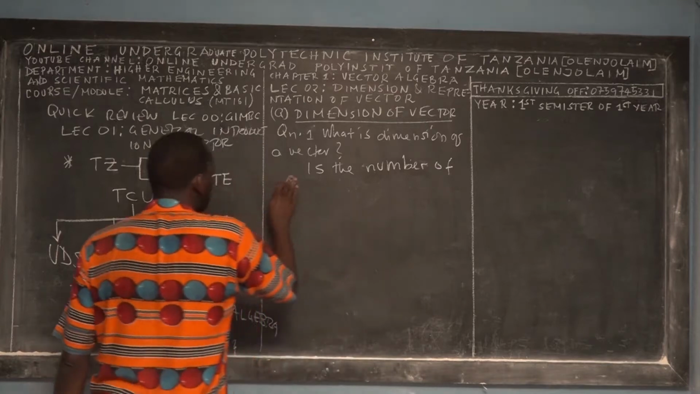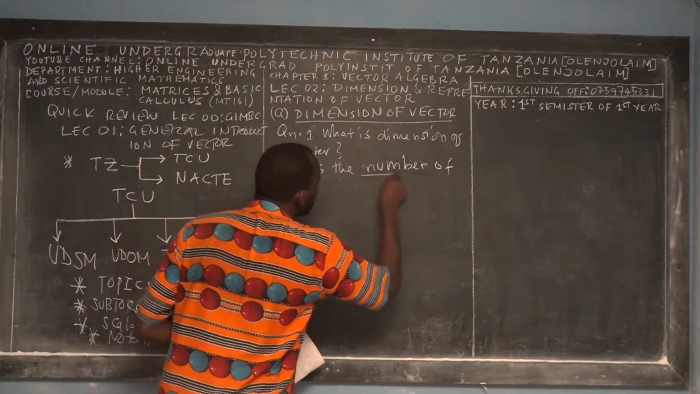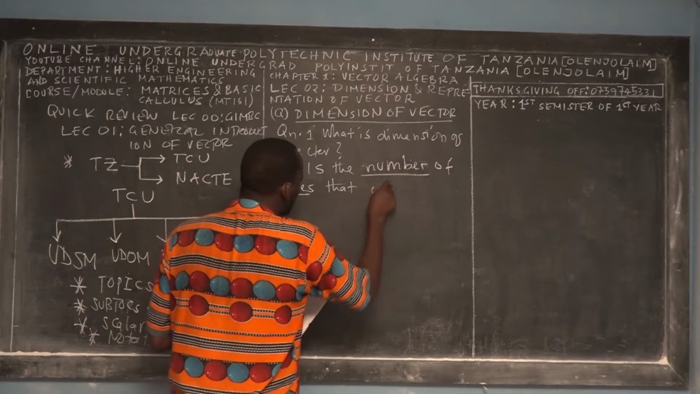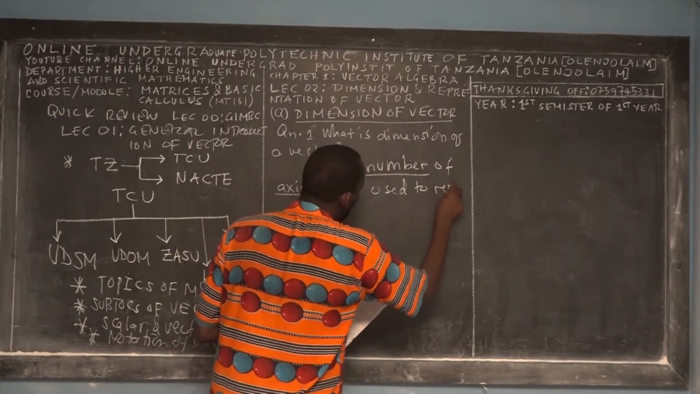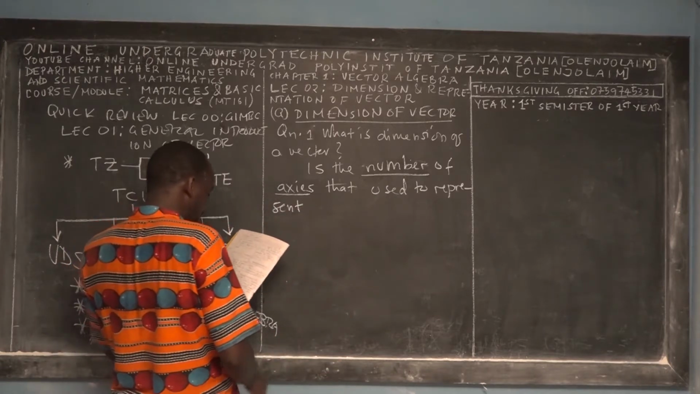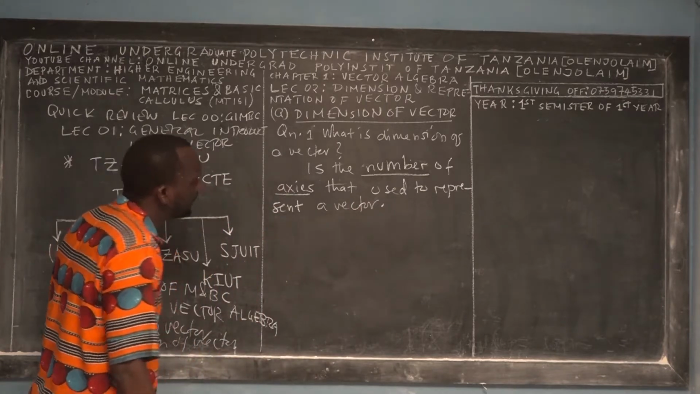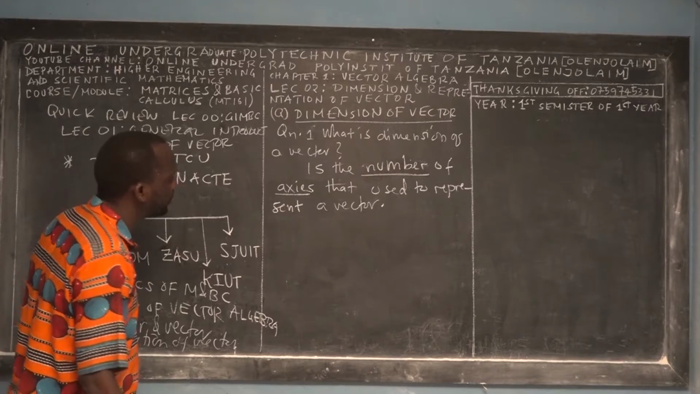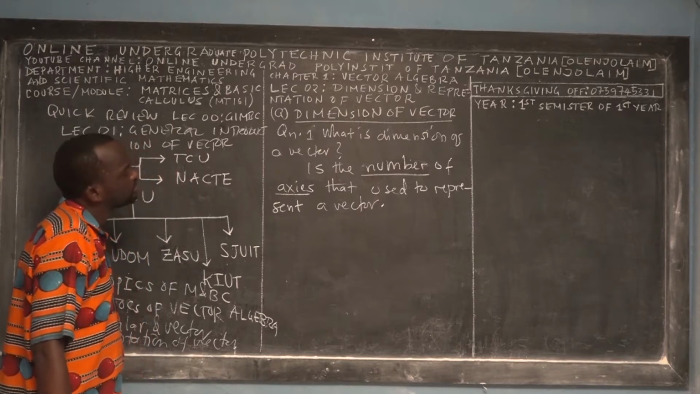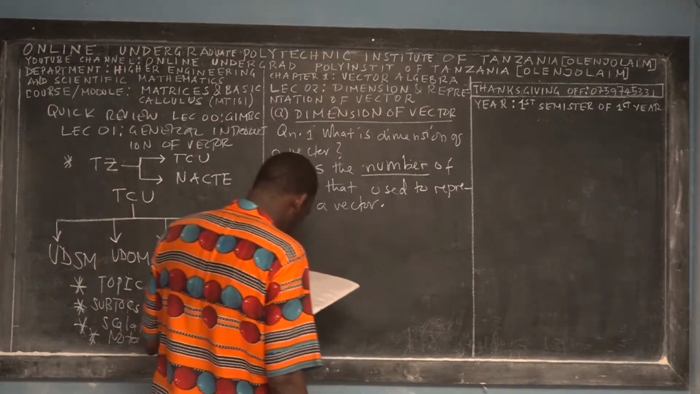So the number of axes used to represent a vector. So we say dimension is the number of axes that are used to represent a vector. Or we say that dimension is the number of axes, okay, that are used to represent a vector. That's one of the definitions.